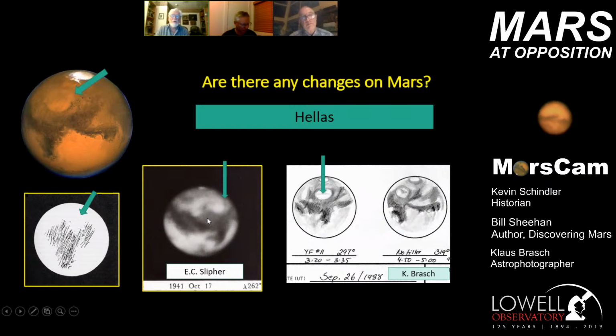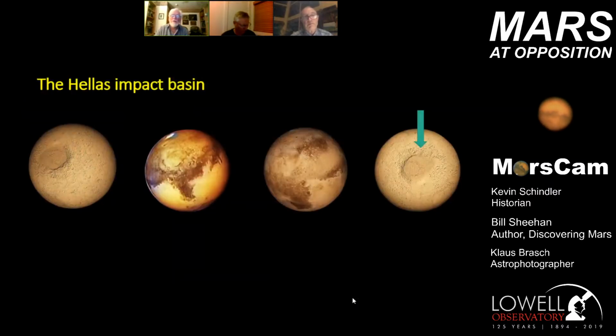Here's a picture of it taken by E.C. Slipher, one of Lowell Observatory's most famous observers. Here's what it looked like to me a few years ago in a sketch, as I was observing with a smaller telescope. And then this is what Hellas is actually like. Here's a beautiful picture taken by an amateur astronomer, Leo Aerts, showing Hellas right there.